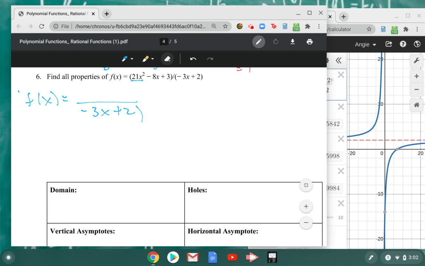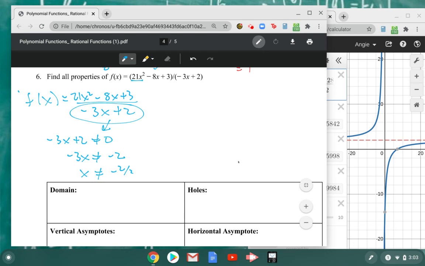Okay, so let's erase that guy too. So I'm just going to go ahead and just use this one. So 21, it does not factor, x squared minus 8x plus 3. So that means that nothing cancels. This is going to give me a whole. Negative 3x plus 2 can't be 0. Negative 3x can't be negative 2. So x cannot be negative 2/3. And this is going to be a vertical asymptote.